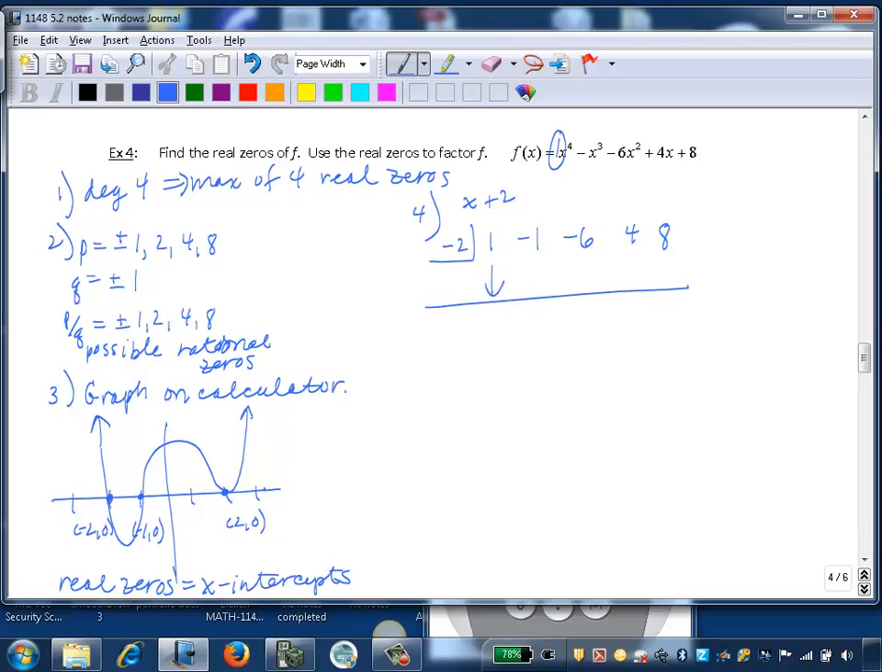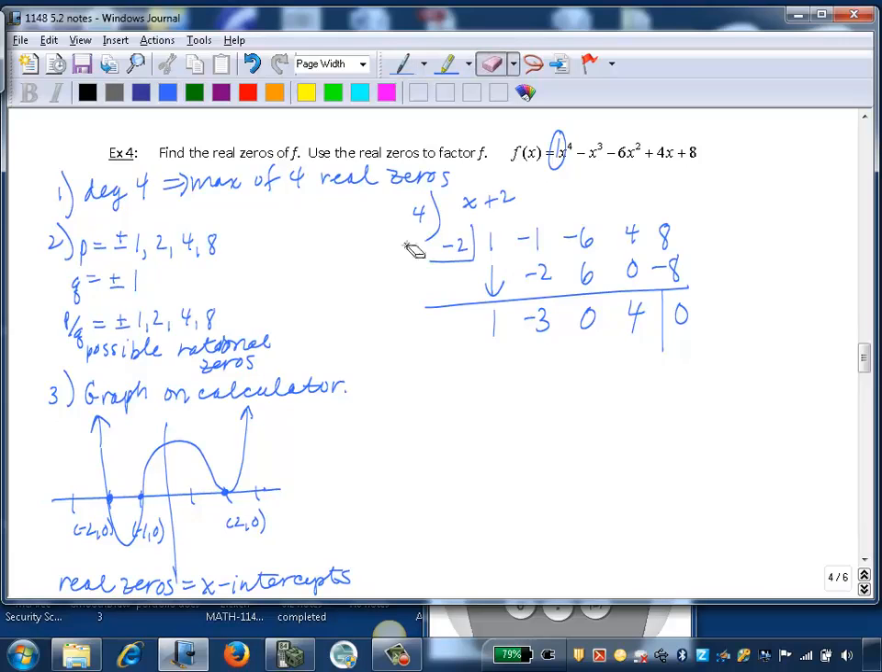So we'll do our synthetic division, bring down our 1, multiply 1 times negative 2, get negative 2, add down the column, negative 1 plus negative 2 is negative 3, multiply, negative 3 times negative 2 is 6, add down the column, negative 6 plus 6 is 0, 0 times negative 2 is 0, add down the column, 4 plus 0 is 4, 4 times negative 2 is negative 8, add down the column, and we get 0. So we do get that remainder of 0, which we know. We know we're going to get a remainder of 0 because we saw on the graph that negative 2 is one of the x-intercepts.